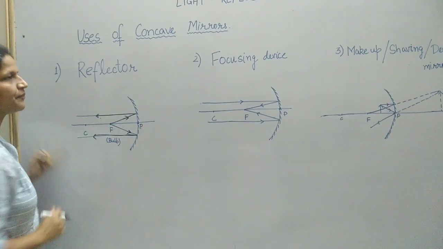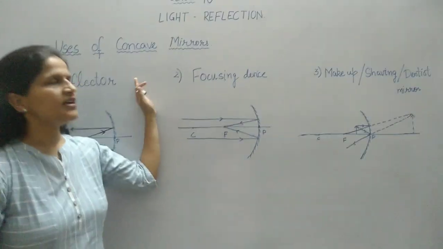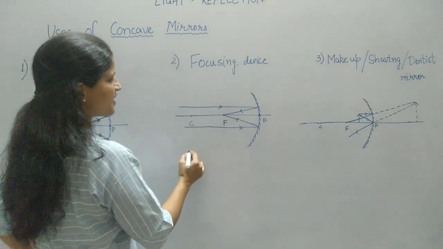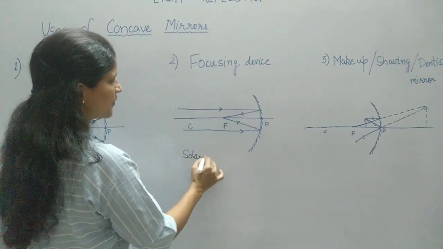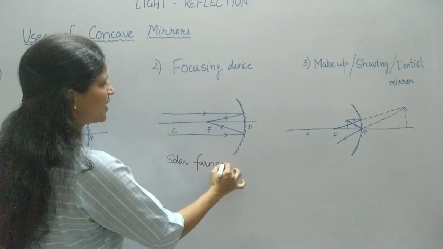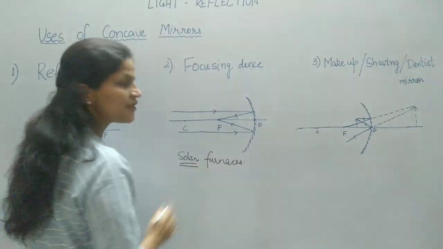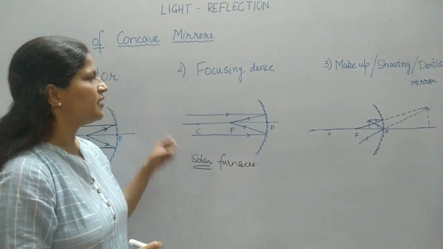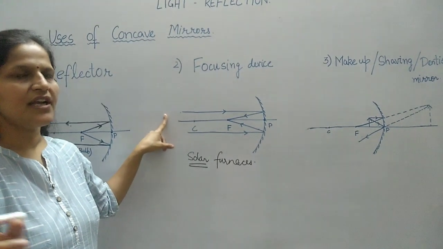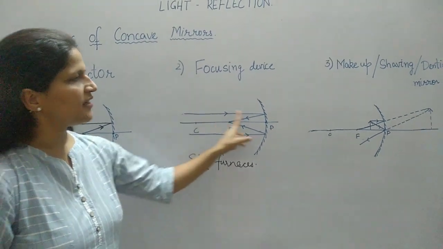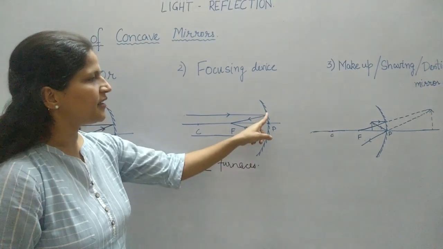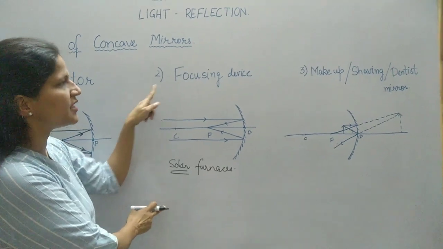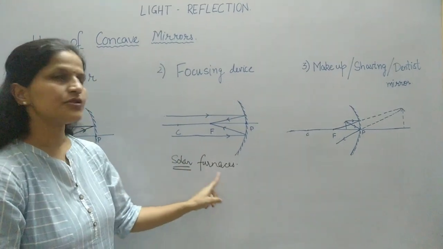Another use of concave mirror is as a focusing device. You must have read also that they are used as focusing device in solar furnaces. Solar furnaces are usually those devices in which heat is produced with the help of solar energy. Sun's energy is focused at a point. So sun is an object at infinity. Whenever light falls from an object at infinity on a concave mirror, it converges at the focus. This property of the concave mirror is used in focusing devices as in case of a solar furnace.